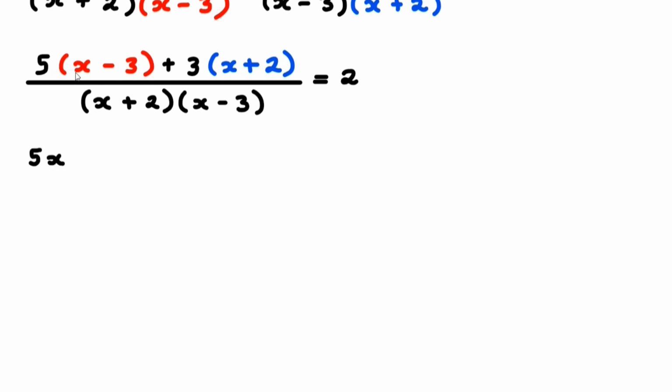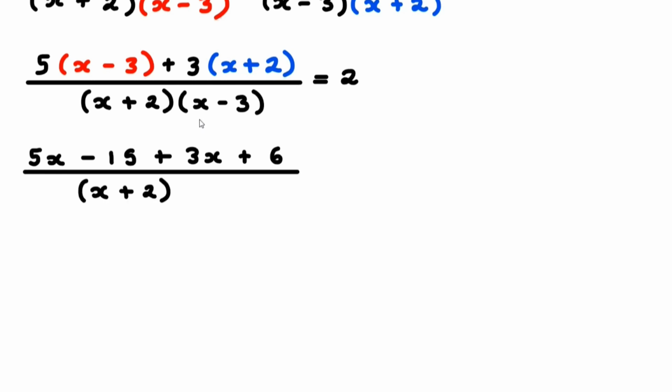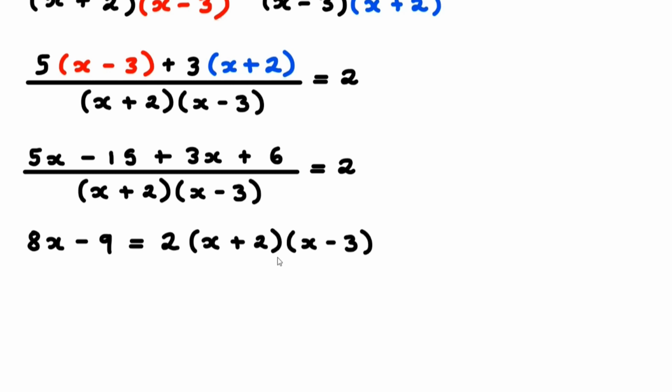So I've got 5 times x, which is 5x, 5 times negative 3, which is negative 15, 3 times x, which is 3x, 3 times 2, which is 6, and divide this by x plus 2 times x subtract 3, and this is equal to 2. So on the top I've got 5x plus 3x, which is 8x, negative 15 plus 6, which is negative 9, and I set this equal to 2 multiplied by x plus 2 times x subtract 3.